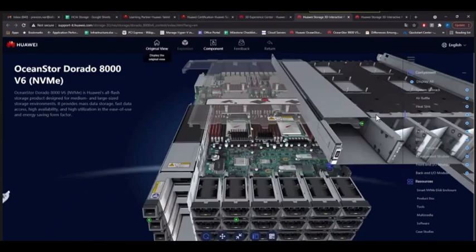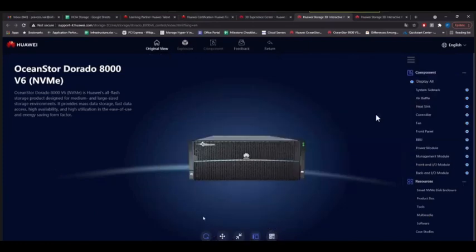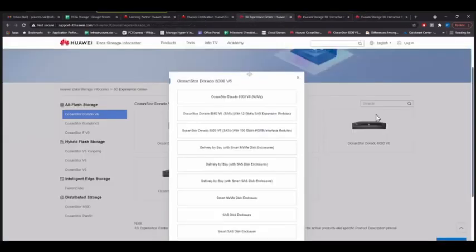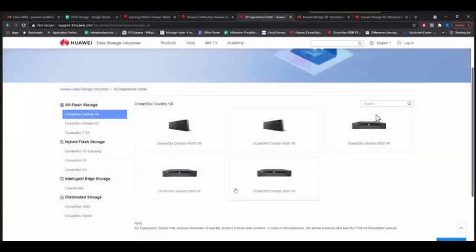Question, sir. Yeah, go ahead. About the 18 series, 8000 series, 3000 and so on. What's the difference? Is it just more storage, more hard disks?